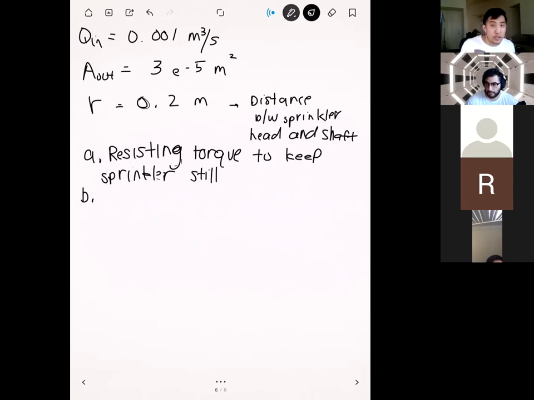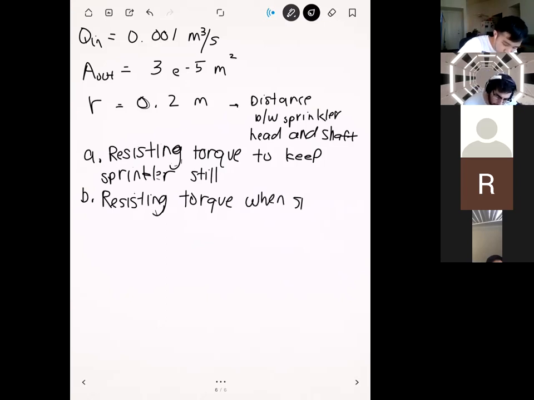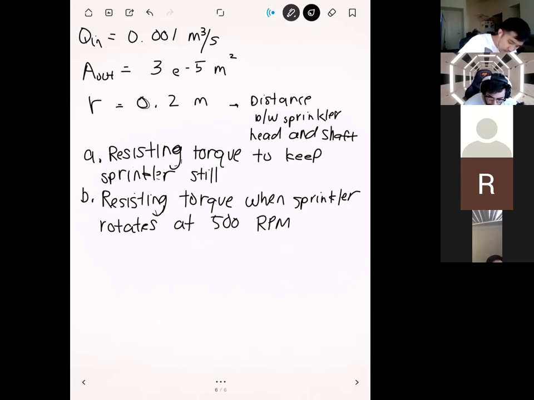And in part B, we're going to solve for the resisting torque again, but this time we're going to let the sprinkler head rotate at a speed of 500 revolutions per minute, or RPM. And then finally in part C, we're going to say that we have no torque at all. And so when no torque is applied, we want to solve for the rotational speed, or the angular velocity.